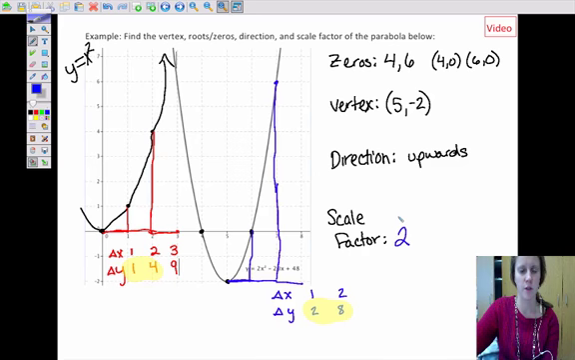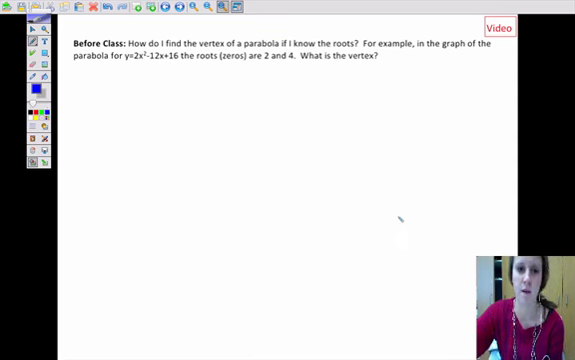So that's kind of a general look, a first look at parabolas and some information about those. For class, I'd like you to answer some general questions. So I'm going to set this up a little bit for you. We're going to find out how do we find the vertex of a parabola if all we know is the roots. And we're going to use this example.